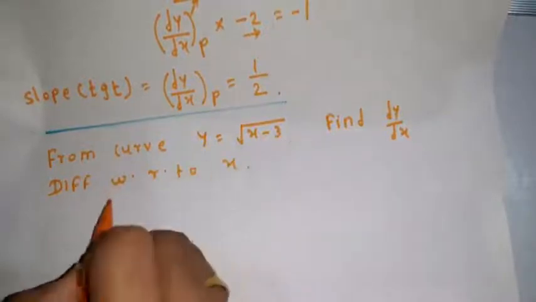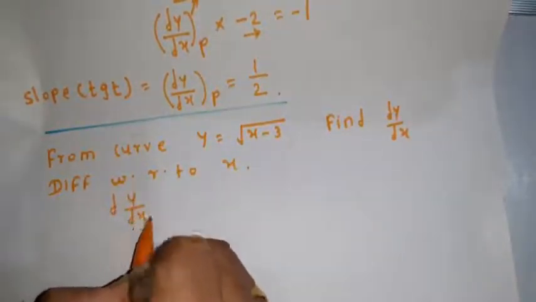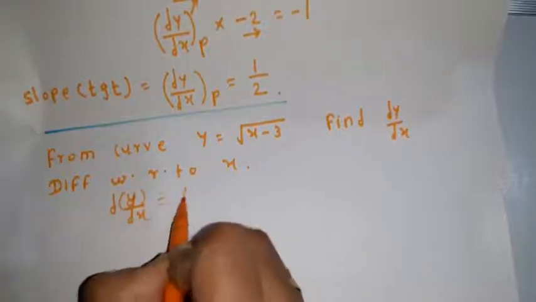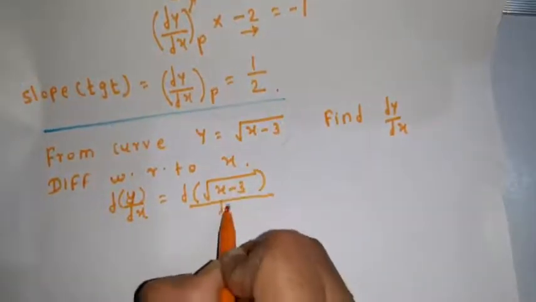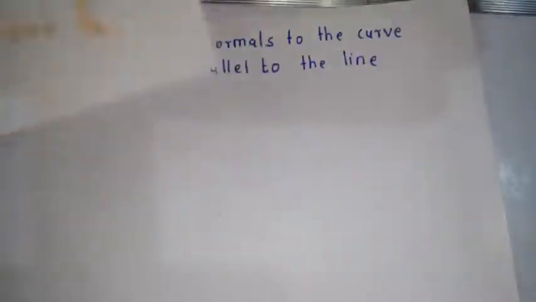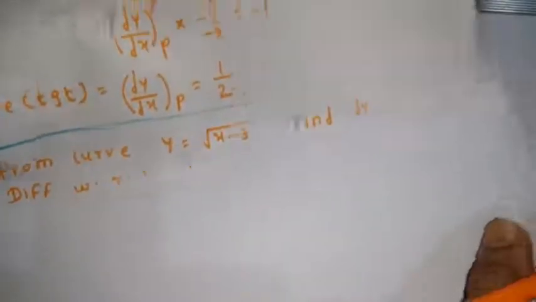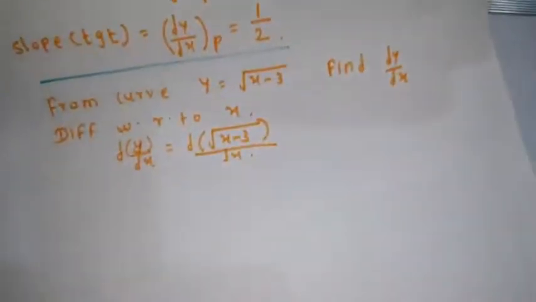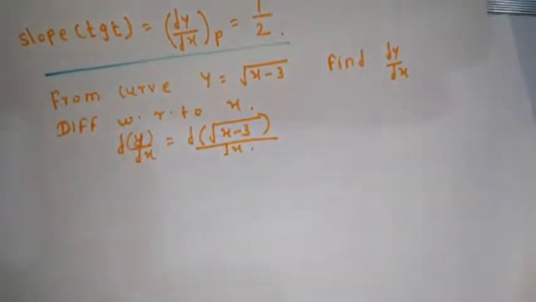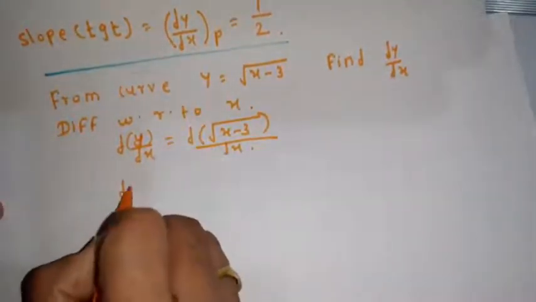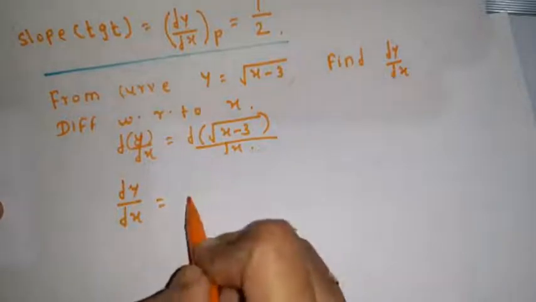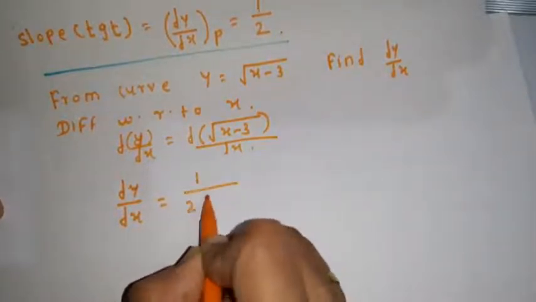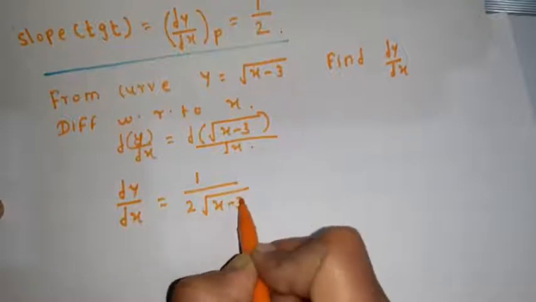We get the differentiation of y with respect to x equal to the differentiation of square root of x minus 3 with respect to x. The differentiation of y with respect to x is dy by dx, and we know that the differentiation of a square root is 1 upon 2 root x, and therefore this is 1 upon 2 root x minus 3.